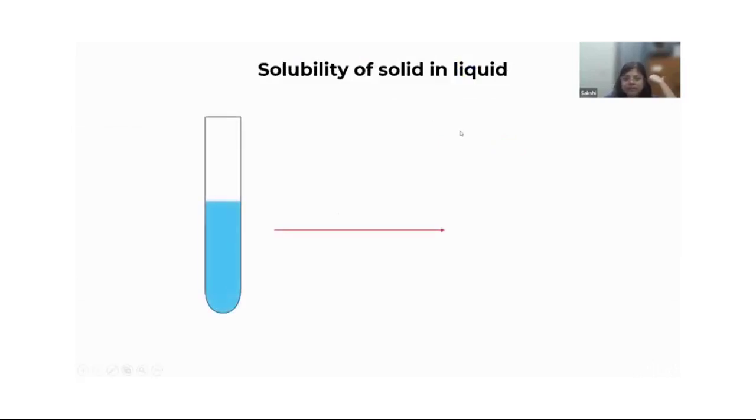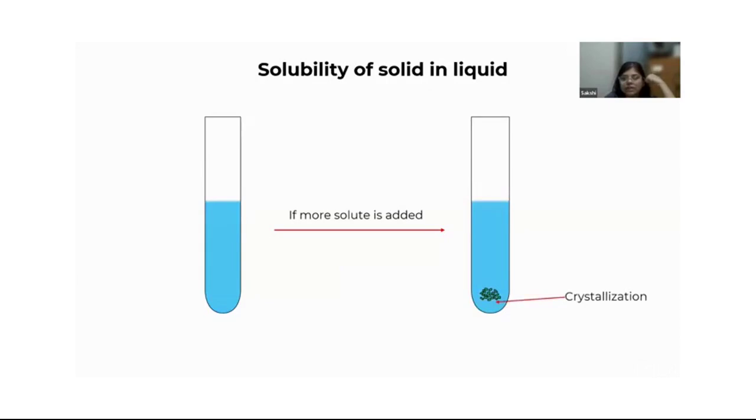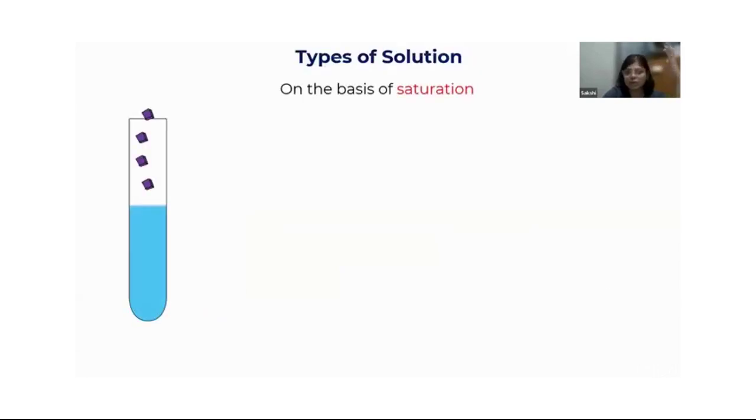Now let us understand the solubility of solids in liquids. If more solute is added, what do you think? After some time, if more solute is added, the solute settles down at the bottom of the test tube. So there is a process of dissolution and crystallization that occurs. If more and more solute is added, crystallization happens. Dissolution is the dissolving of these substances in the water. So for solubility to happen, dissolution and crystallization have to be in equilibrium.